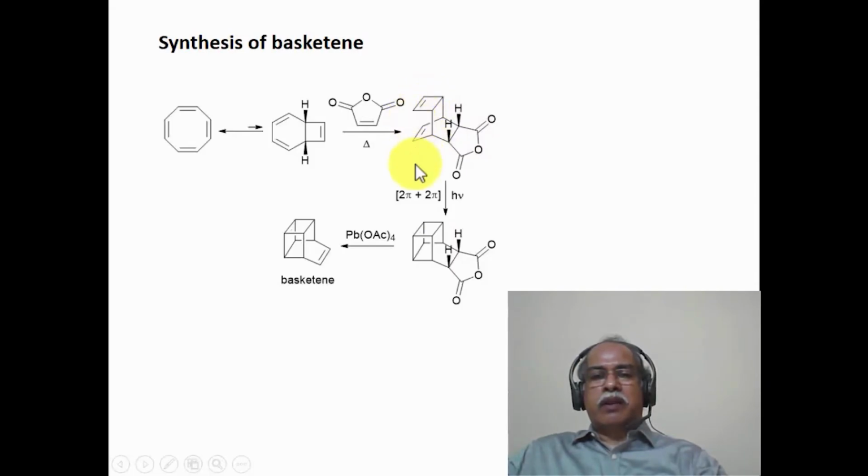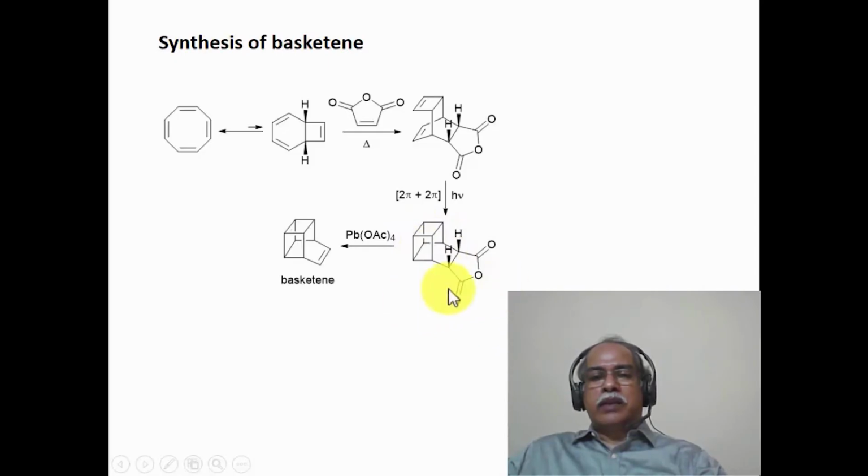So they undergo a very facile 2pi cycloaddition reaction under photochemical conditions. The first step, the Diels Alder reaction, is a 4pi suprafacial 2pi suprafacial cycloaddition reaction. The second stage is a photochemical 2pi suprafacial 2pi suprafacial cycloaddition. Such a cycloaddition essentially builds this cubane structure in this molecule.